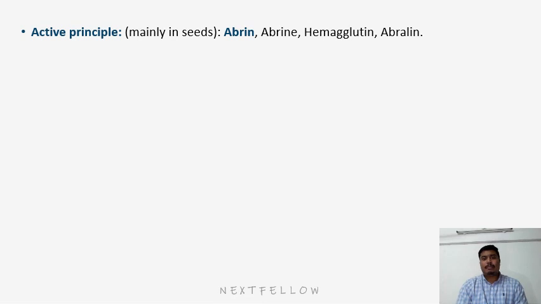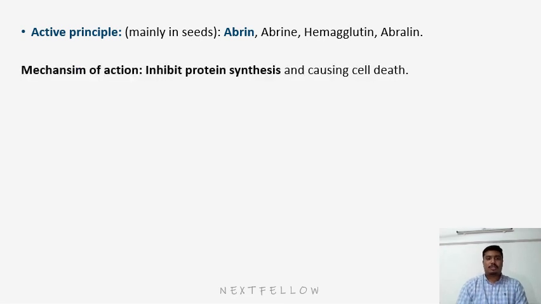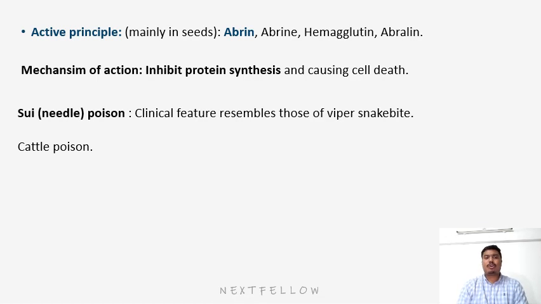The active principle of Abrus precatorius is abrin, which is found mainly in the seeds, and it is a super toxic poison. Others are abrine, hemagglutinin, and abrylin. Abrin inhibits protein synthesis and causes cell death because it enters the cytoplasm of intestinal cells and acts on 60S ribosomal subunits, preventing binding of elongation factor 2.